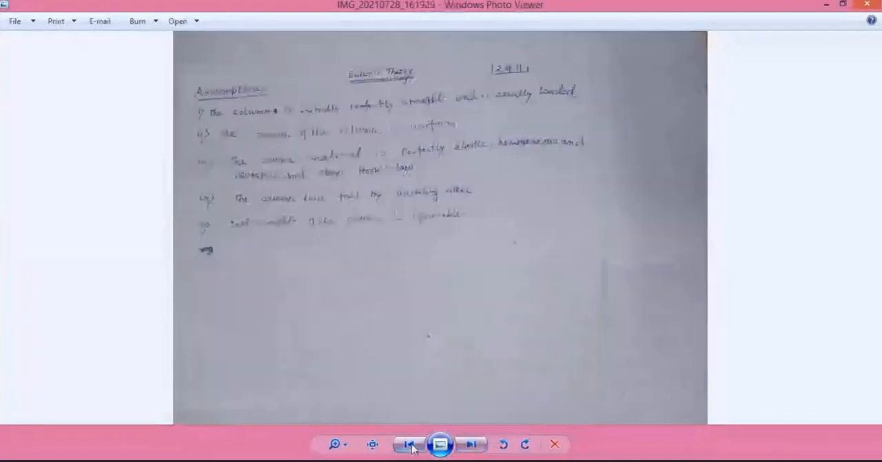Okay, next, the section of the column is uniform. Cross section is the same throughout the length of the column. The column material is perfectly elastic. The behavior of the material is elastic, homogeneous, isotropic, and obeys Hooke's law. Column will fail with buckling alone. Failure occurs due to buckling, and self weight of the column is ignorable. We have not considered the self weight of the column.